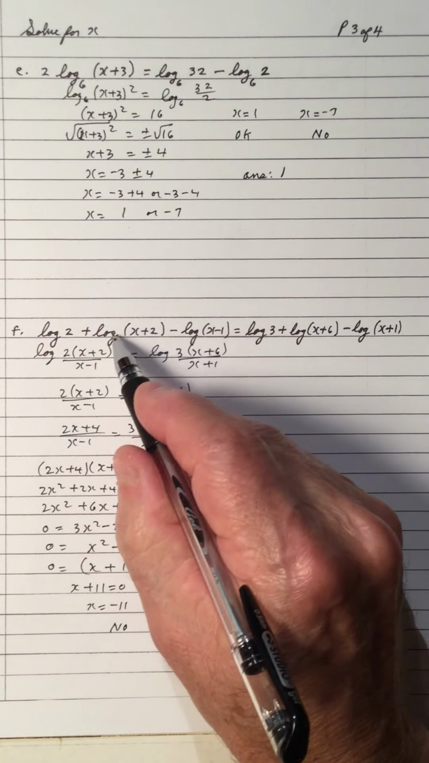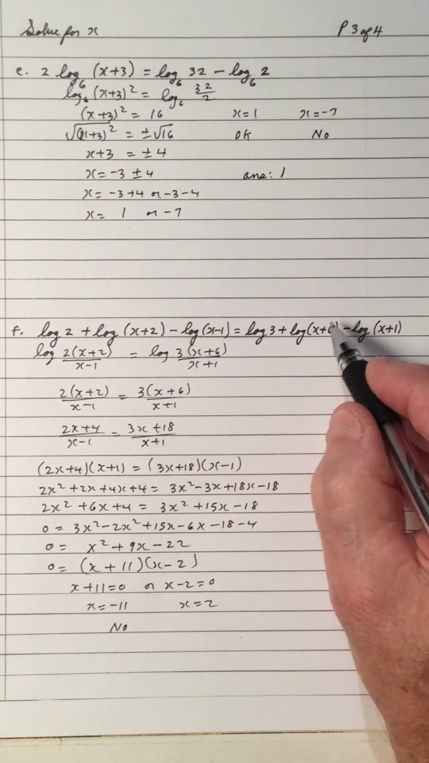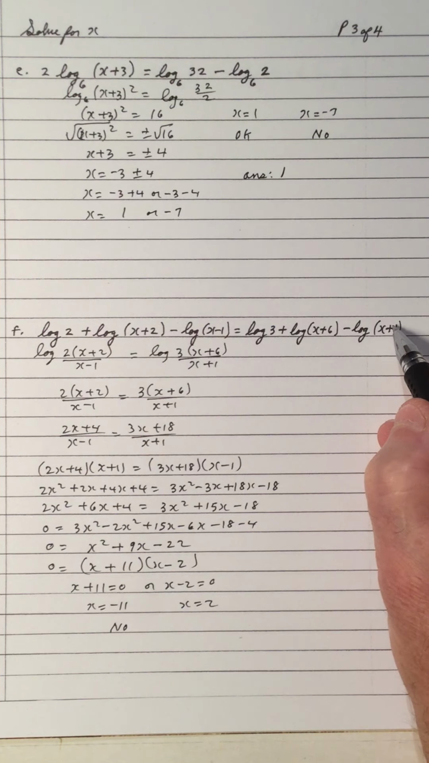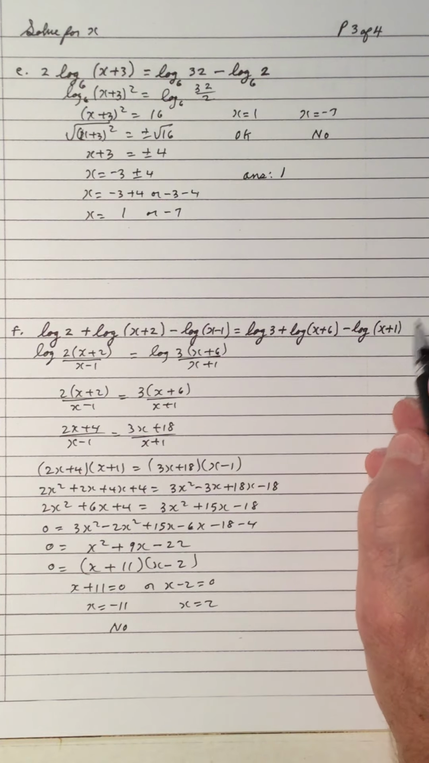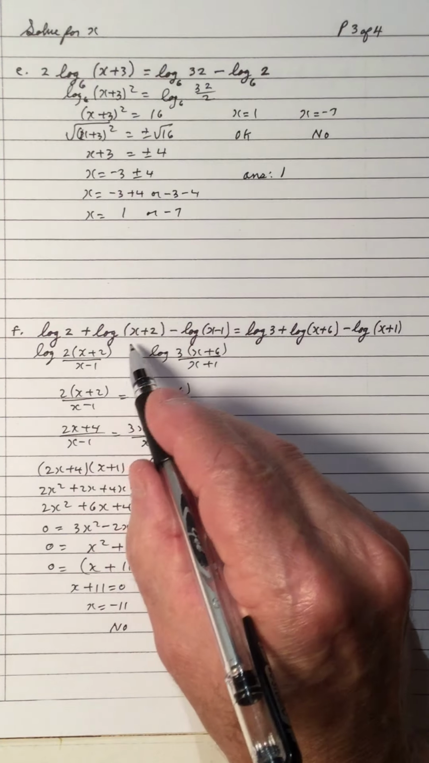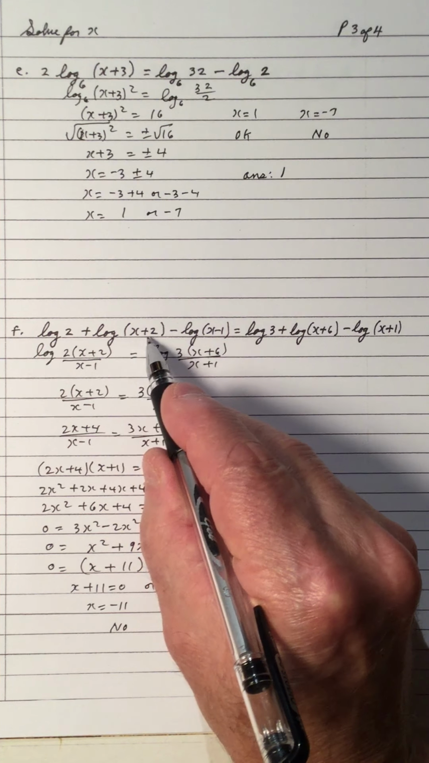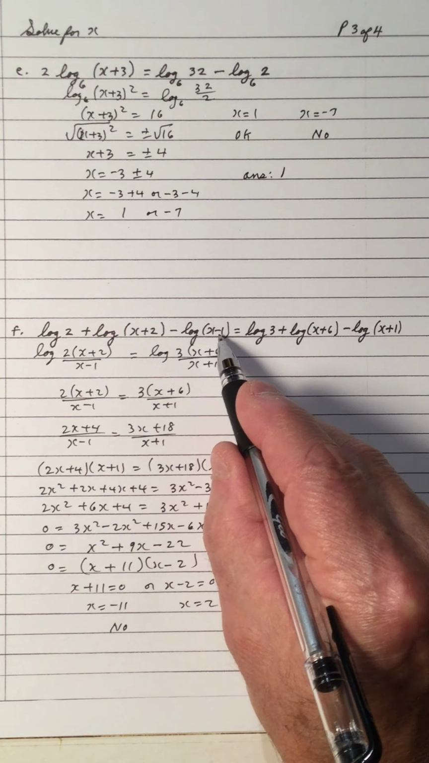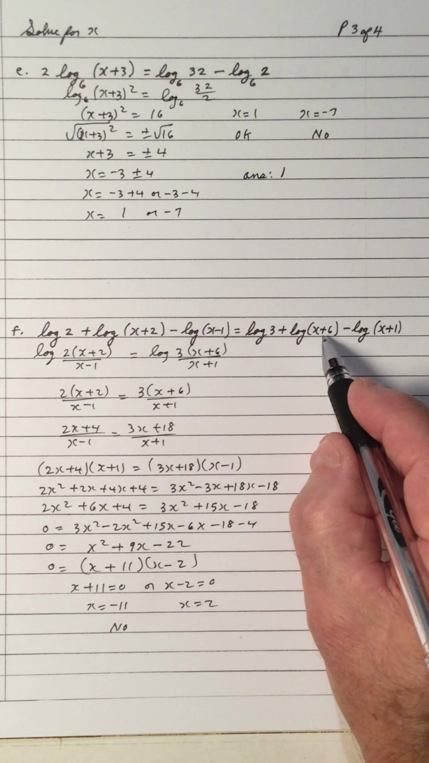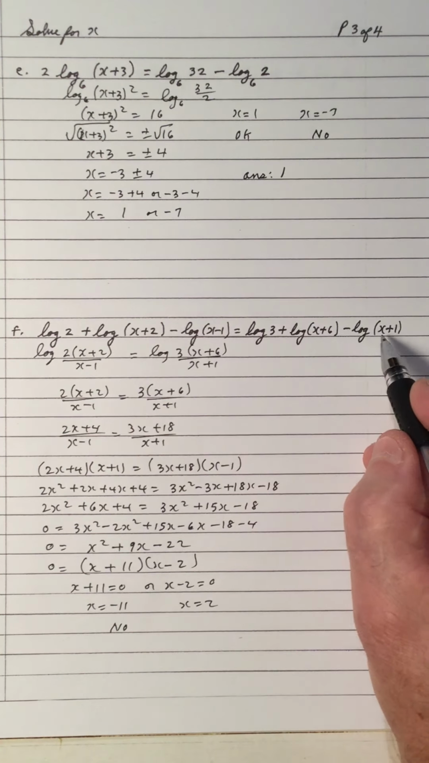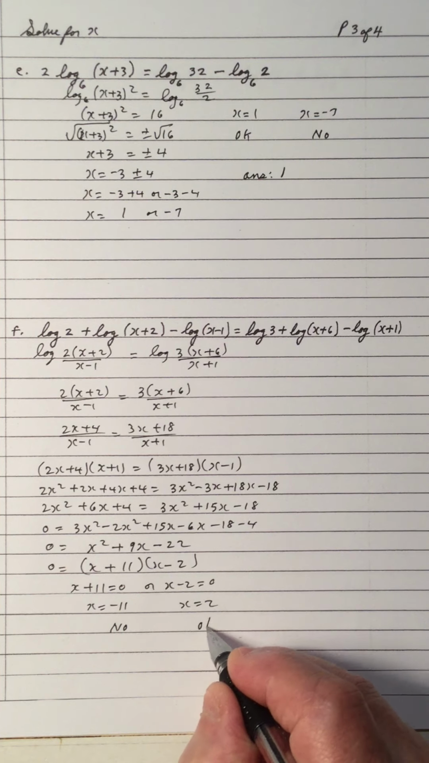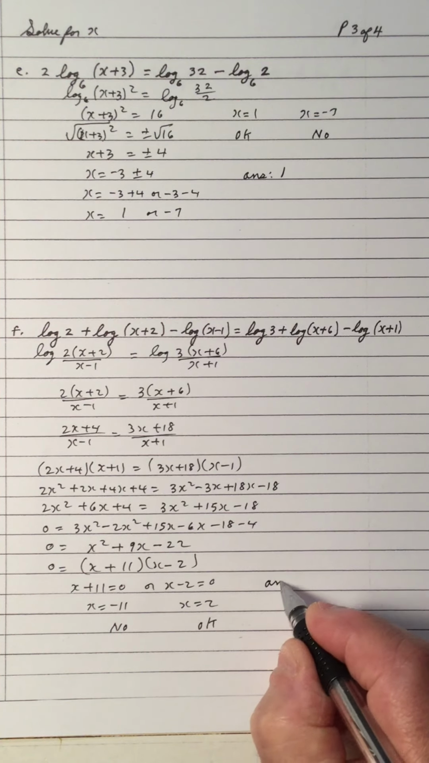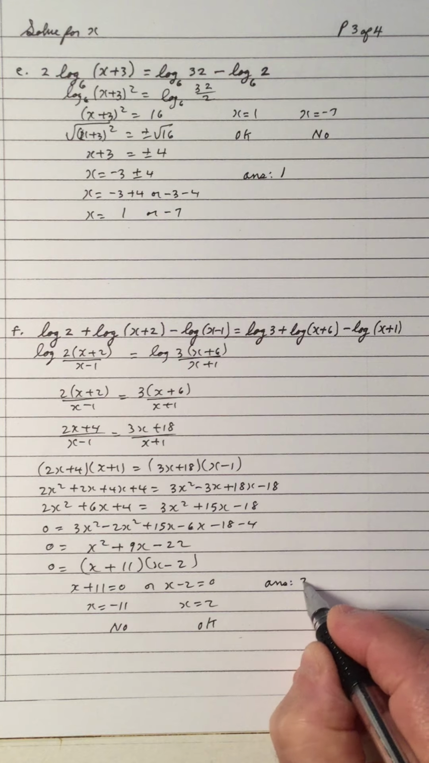So once you get one negative right here, either you can put the negative 11 right here. Negative 11 plus 1 is negative 10. So wherever you put it, when you get a negative, you stop. Now we put 2 in. 2 plus 2 is 4, okay. 2 minus 1 is 1, okay. 2 plus 6 is 8, okay. 2 plus 1 is 3, okay. So 2 is okay. So the answer is 2.